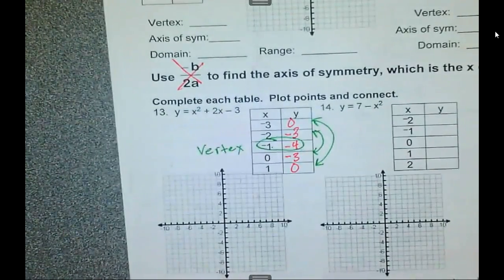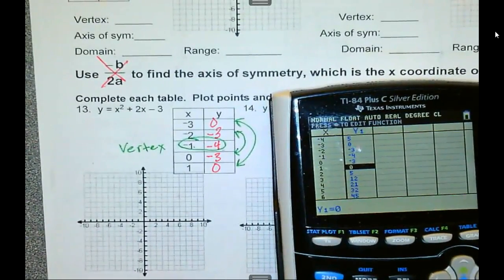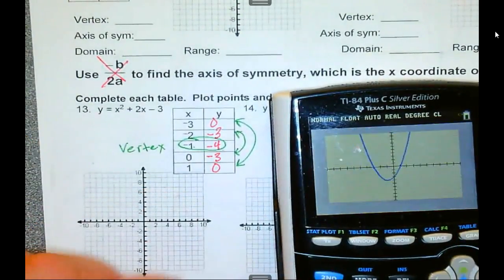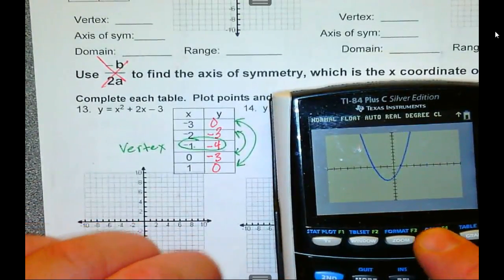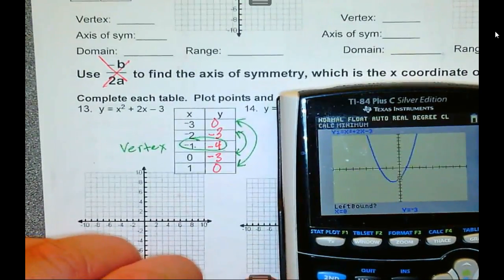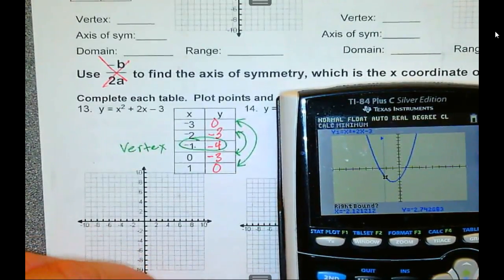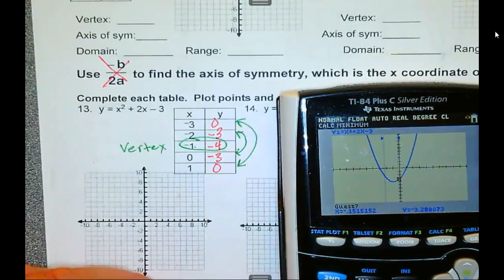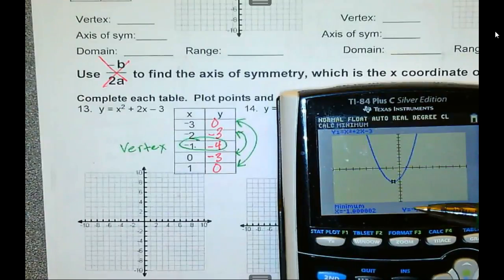And then back in 10.2, didn't I show you guys how to find the min and max? That's your vertex. The vertex, this happens to be what? Min or max? Min. So I'm going to go to second trace, calculate my minimum, hit enter. I got to find a left bound, get to the left of the point, get to the right of the point, and then hit enter. And it tells me it's negative 1, negative 4. See it? Negative 1, negative 4.